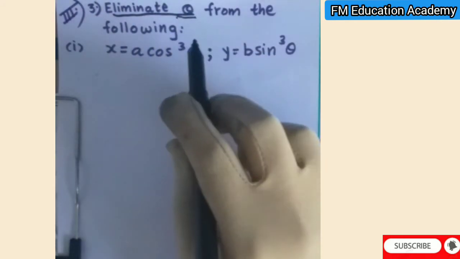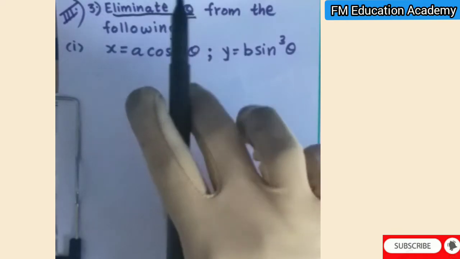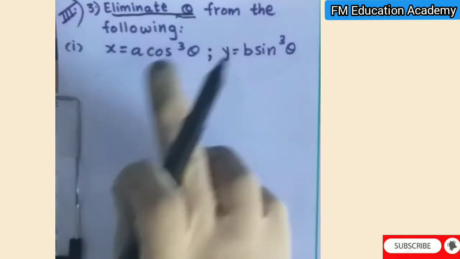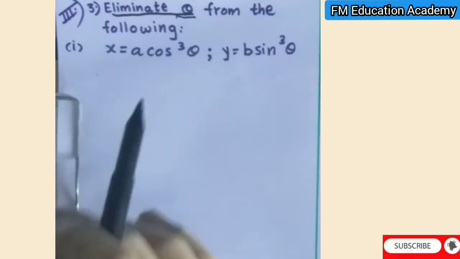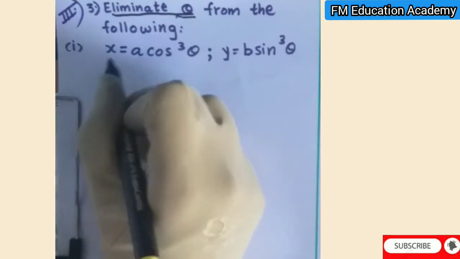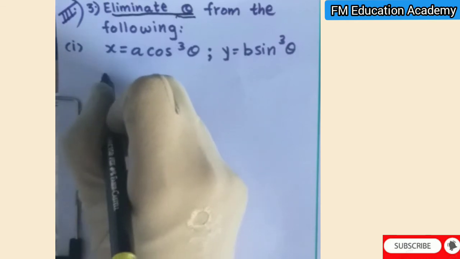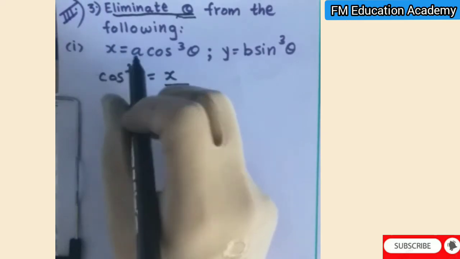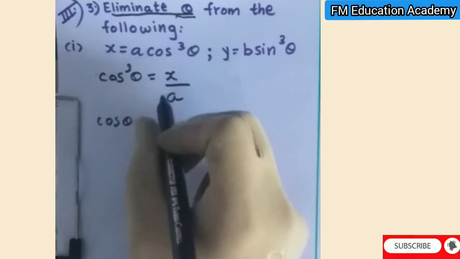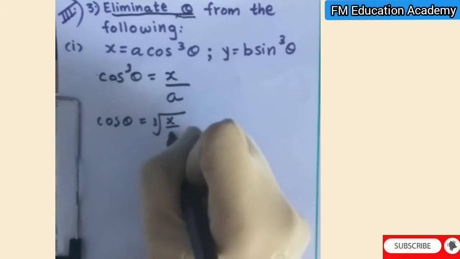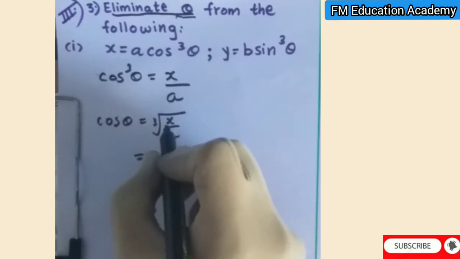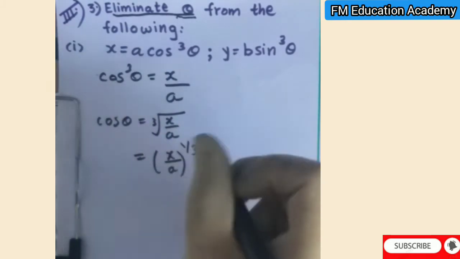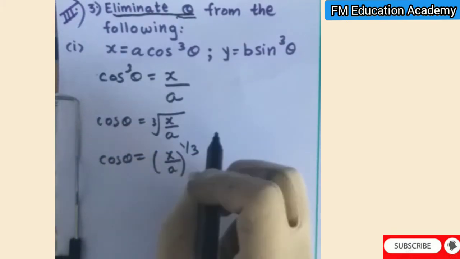In the final answer, you should not have theta. So how should we not have theta in the final answer? First, what we can do is, you want to eliminate theta, so we'll keep cos theta on one side and take everything on the RHS. We have x is equal to a cos cube theta here. So we can write cos cube theta is equal to x by a. We don't require cos cube theta, we require cos theta. So we can write cos theta is equal to cube root of x by a, but we want x by a whole power 1 by 3, because if we write like this, it will be easy for us. So this is the value of cos theta.